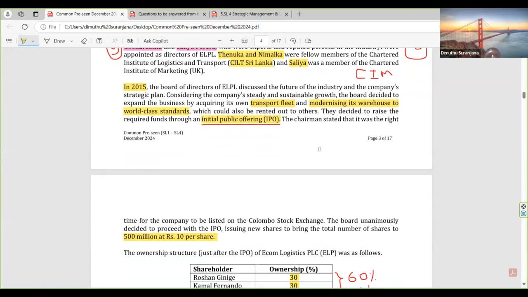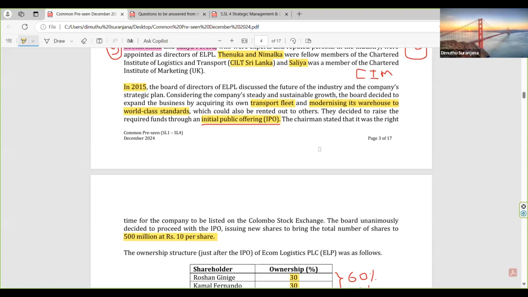In 2015, the board of directors of ELPL discussed the future of the industry and the company's strategic plan. Considering the company's steady and sustainable growth, the board decided to expand the business by acquiring its own transport fleet and modernizing its warehouse to world-class standard, which could also be rented out to others. They decided to raise the required funds through an initial public offering, IPO. The chairman said that it was the right time for the company to be listed on the Colombo Stock Exchange. The board unanimously decided to proceed with the IPO, issuing new shares to bring the total number of shares to 500 million at 10 per share.